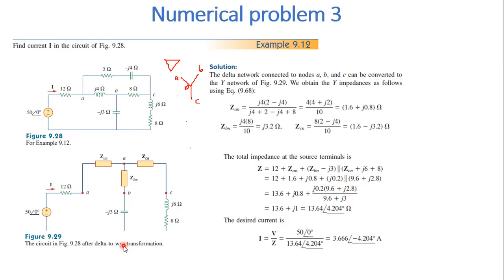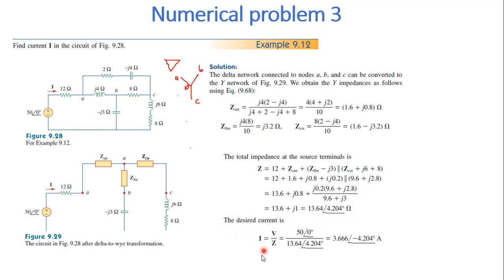Now we can directly find the total impedance. So ZCN is in series with j6 and 8 ohm, and ZBN is in series with minus j3 ohms. So 12 ohm and ZAN are in series. So this is the total impedance, 12 plus ZAN plus ZBN minus j omega 3 parallel with ZCN plus j6 plus 8. Okay, so simplifying we'll get the value of impedance here.